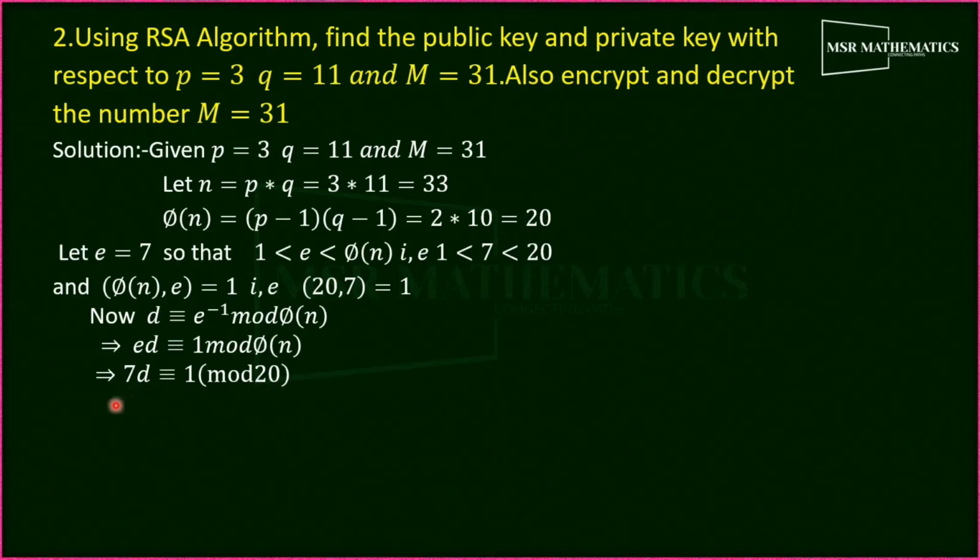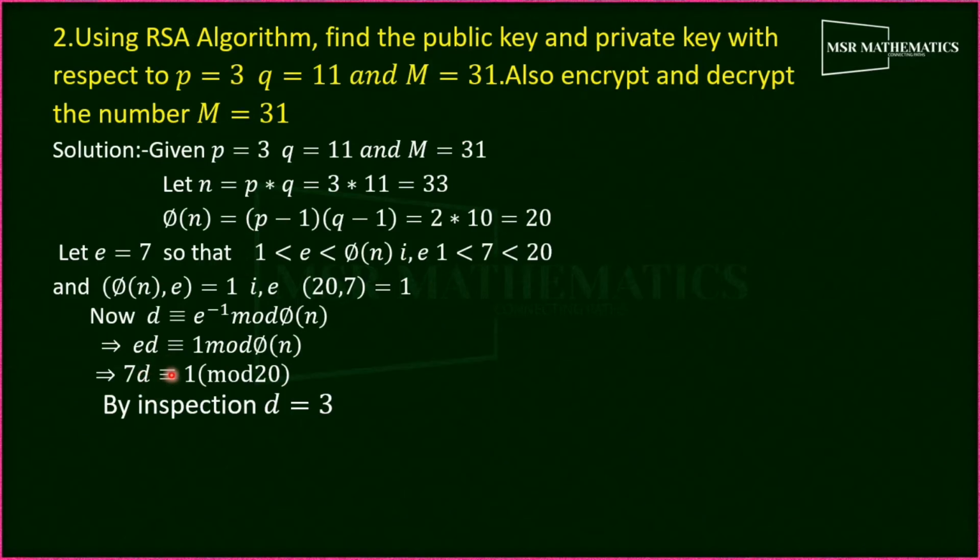So by assumption method, we can take D value as 3. Here if we take D value as 1, 7 is congruent to 1 under modulo 20 does not satisfy. If we take D value as 2, 7 into 2 is 14. 14 is congruent to 1 under modulo 20 is also not satisfied. If we substitute D value as 3, we get 7 into 3 is 21. 21 congruent to 1 under modulo 20 satisfies, because 20 divides 21 minus 1, which is 20. 20 divides 20 satisfies. So by inspection, D value is 3.